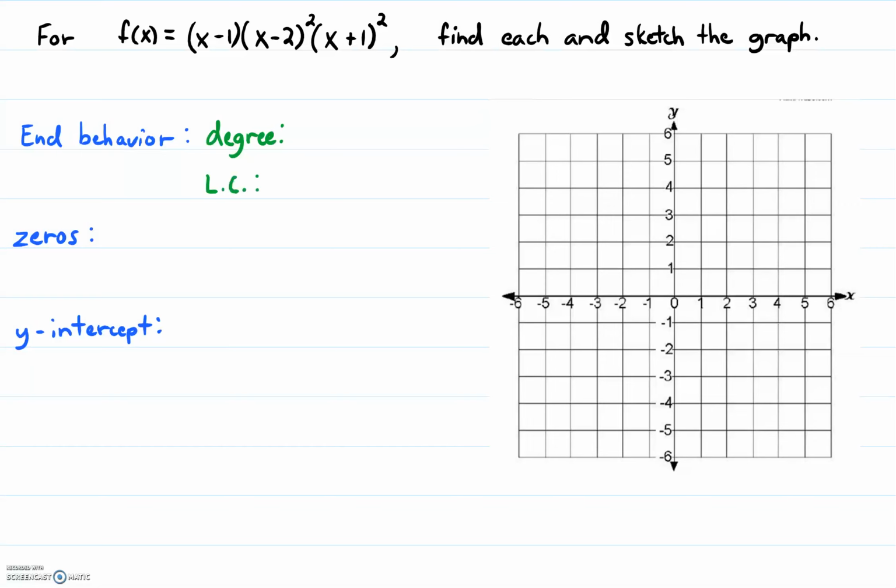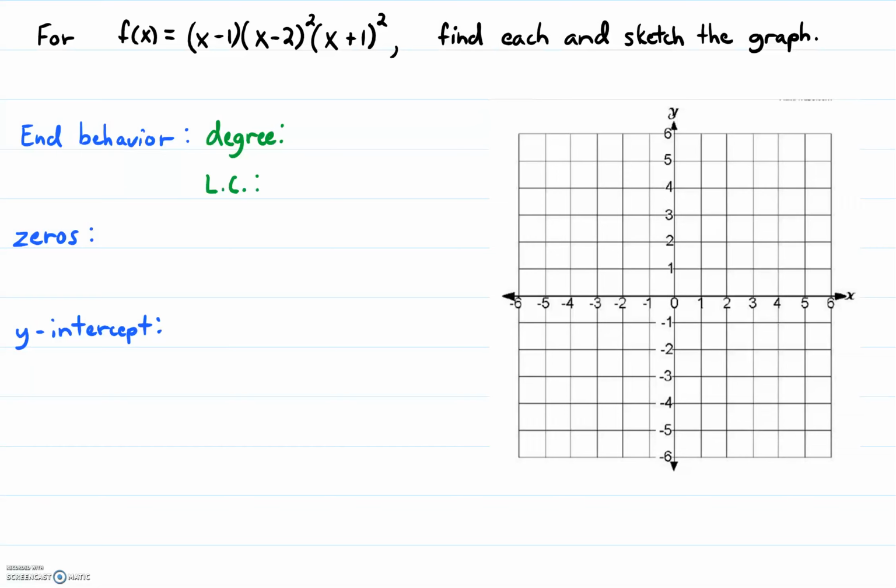I'm abbreviating leading coefficient as LC just so I have enough room for everything. When you're looking for the degree, if your polynomial function is not in factored form, it's a lot easier. If it's all multiplied out, you can just pick out the highest exponent and that's your answer. Also, your leading coefficient would just be the coefficient of that highest exponent term. So this is not a problem whenever everything's multiplied out. But, unfortunately, our particular problem is in factored form.